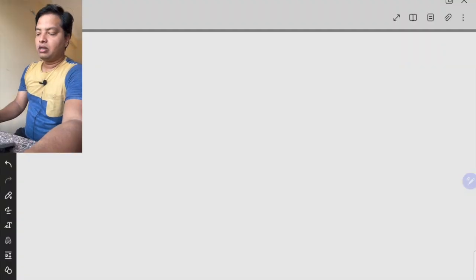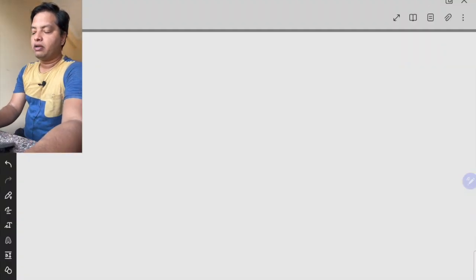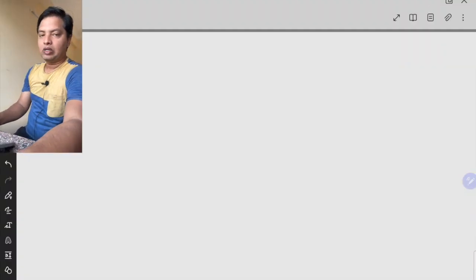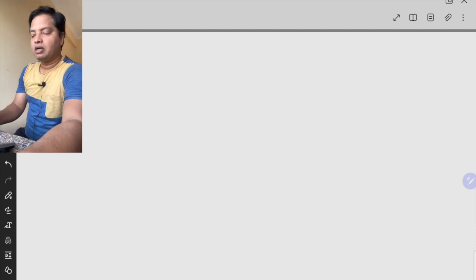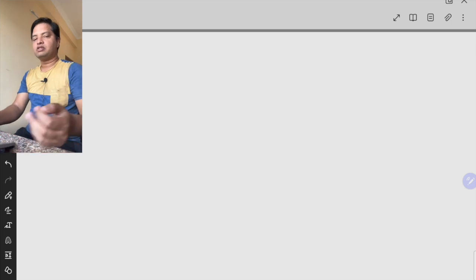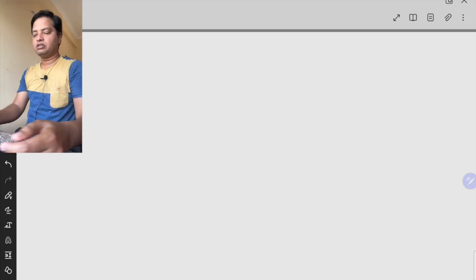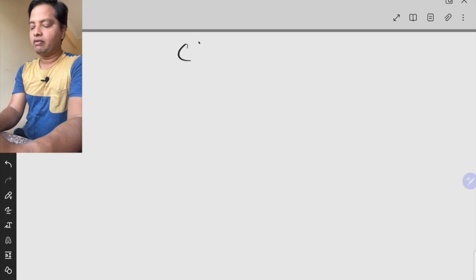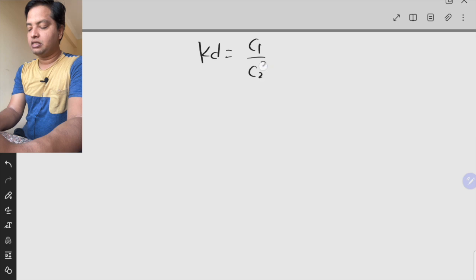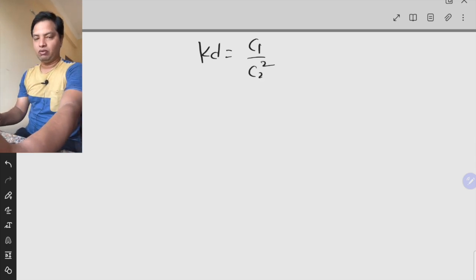Hi, today we are going to learn about the derivation for the equation of molecules which are dissociating in case of distribution coefficient. In case of distribution coefficient, if the molecule is dissociating, what is the equation? If the molecule is dissociating into two, the equation will be Kd is equal to C1 by C2 square. So, how to derive this equation? We will try to see.